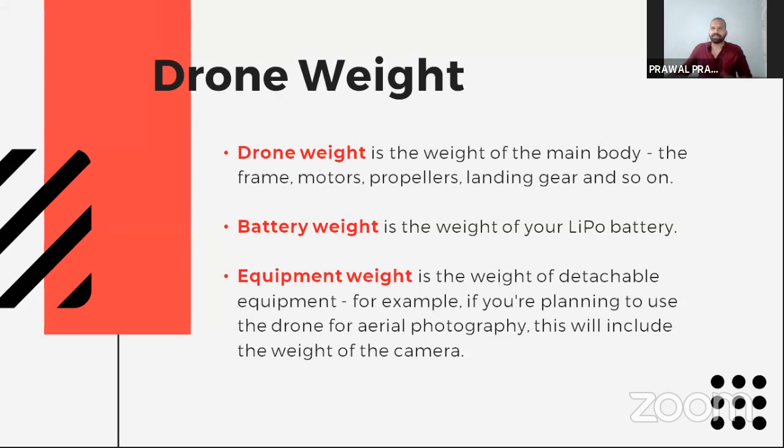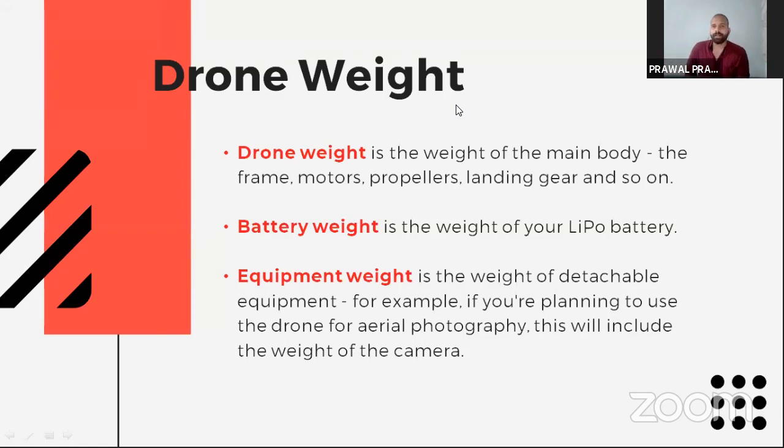And if you are adding some additional thing, like a camera or any GPS or whatever, that is going to be equipment weight. Or if you want to deliver something, let's say I want to deliver a food package and the weight of my food package is 5 kg, that will be counted in the equipment weight, it won't be counted in the drone weight. So you have to keep sure about these things: if you are calculating the drone weight, remove the battery, remove the equipment. Whatever the left things are, the weight of that is known as your drone weight.